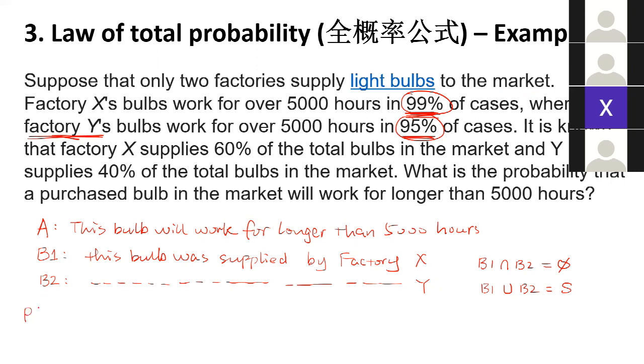Okay, so here we want to find the probability of event A. According to the total probability law, this probability has 2 parts. If B1 happens, it is the probability of B1 times the probability of A given B1, right? And if B2 happens, this is the probability of B2 times the probability of A given B2, right? This probability comprises 2 parts.